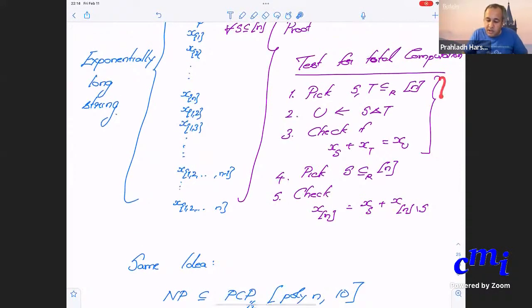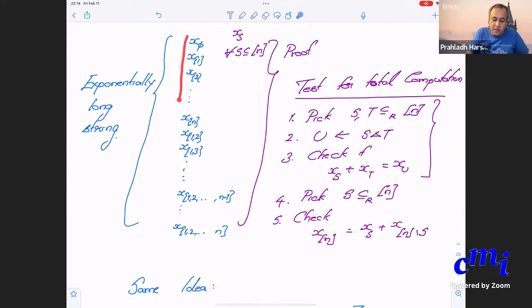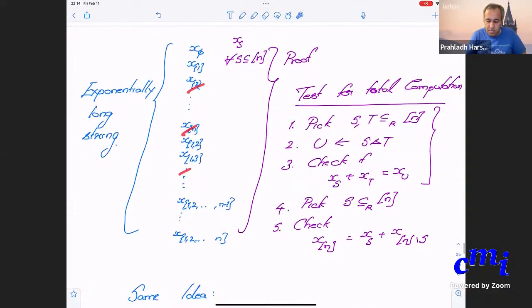One is checking if it's a valid Hadamard encoding, and then checking if whatever is written here is correct. So the first thing checks that whatever is written here is actually close to a Hadamard encoding. That is, for most locations, what is written here is correct. There might be a few locations where it is wrong. But notice that over here, when I'm doing the check, I'm once again picking a random one. So if it was wrong at a lot of places, this test will fail again.